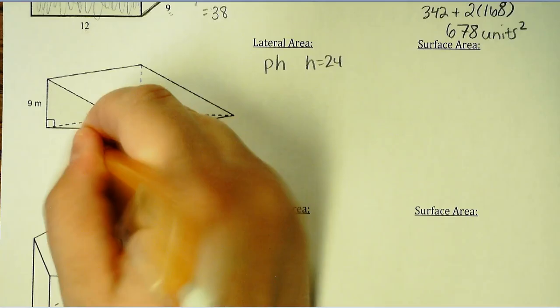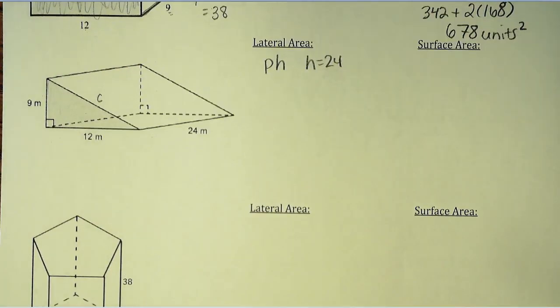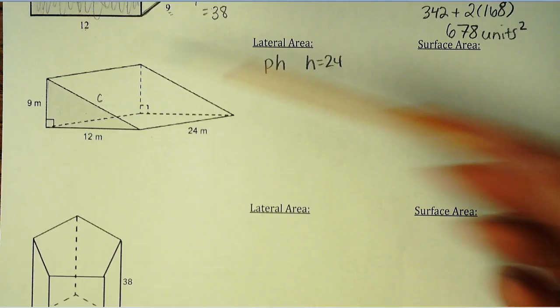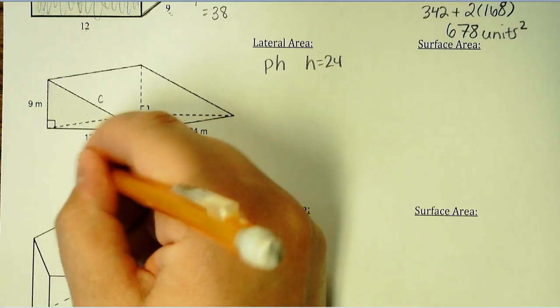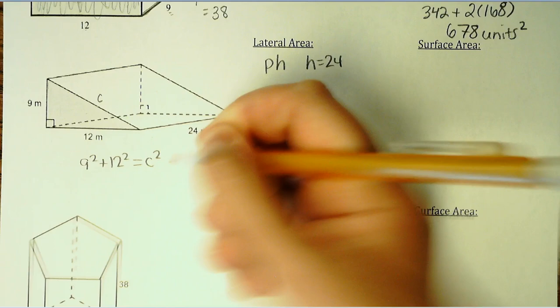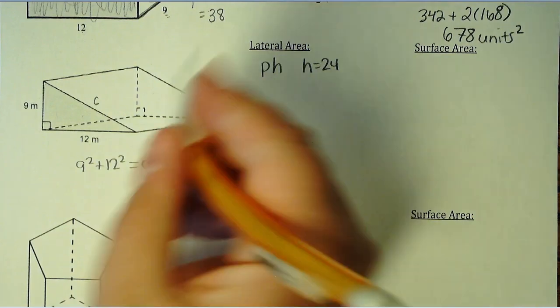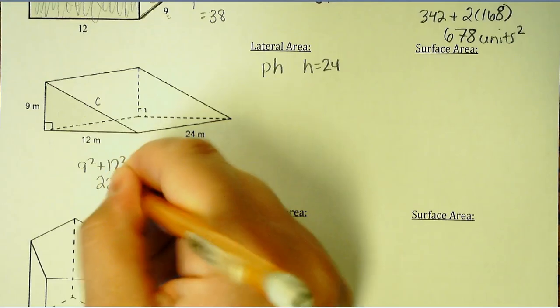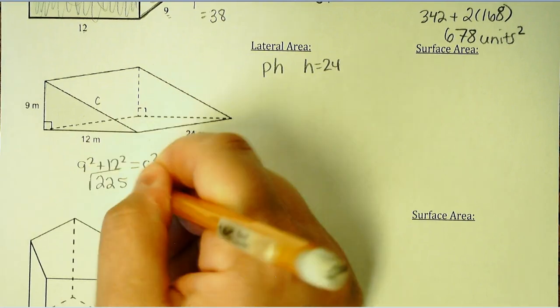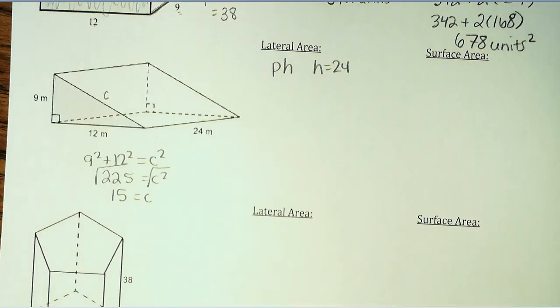So these would be the 2 legs, and I'm going to do my a squared plus b squared equals c squared. I need that so I can complete the perimeter. So the 9 and the 12 are the 2 legs, and if we go ahead and add that up, we get 81 plus 144, which is going to give us 225. And then we'll just go ahead and take a square root, and that's going to give us 15.